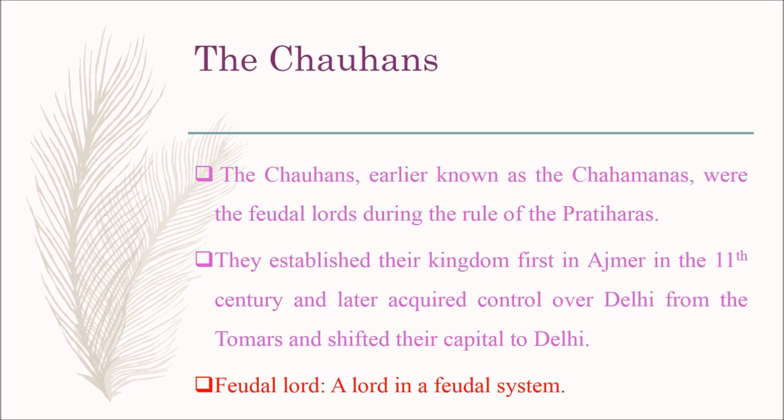Next, we are going to learn about the Chauhans. The Chauhans, earlier known as the Chahamanas, were the feudal lords. Here, feudal lords means a lord in a feudal system. During the rule of the Pratiharas, they established their kingdom first in Ajmer in the 11th century and later acquired control over Delhi from the Tumars and shifted their capital to Delhi.